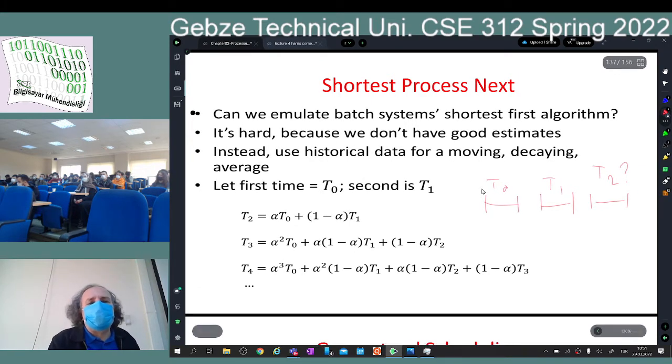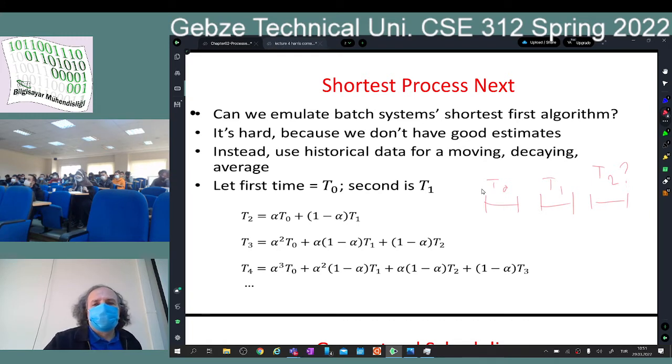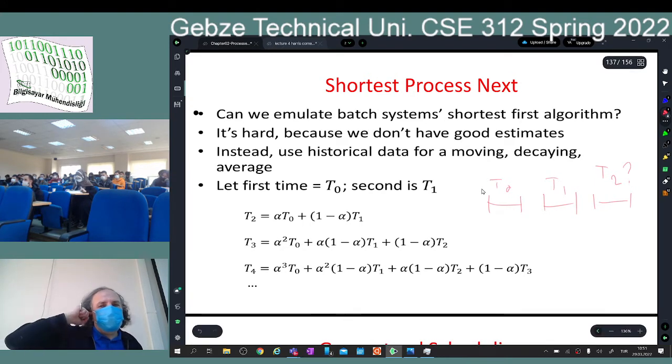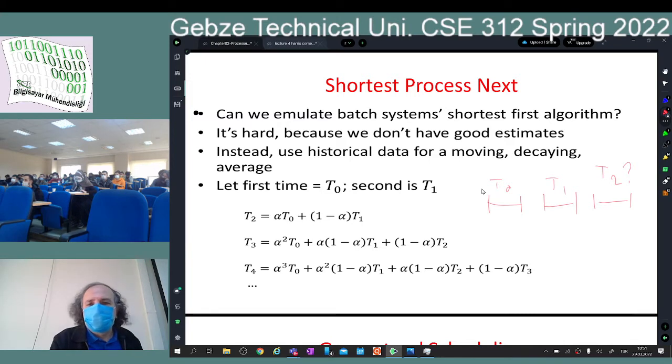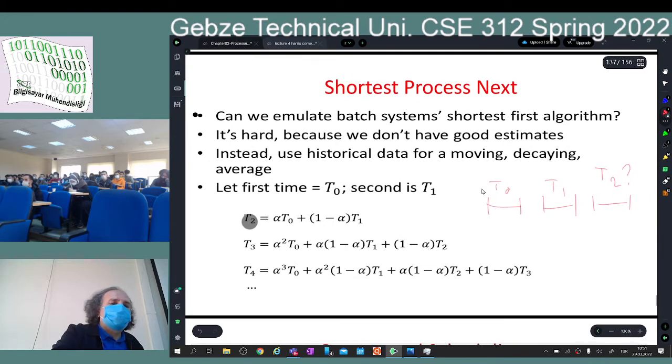I am going to choose an alpha, for example 0.5. Alpha should be between 0 and 1. If alpha is 0.5, that means just 0.5 times T0, 0.5 times T1. So that will be just the average of T0 and T1. So T2 maybe should be the average of T0 and T1. That's my guess. So maybe I can make my decision based on this guess.